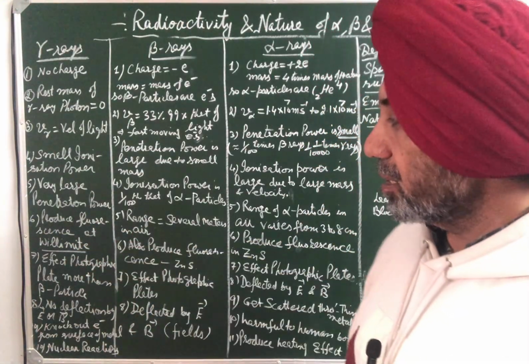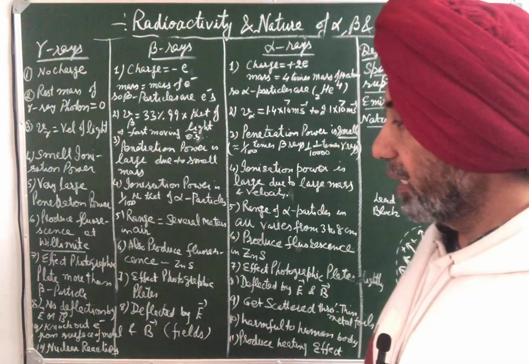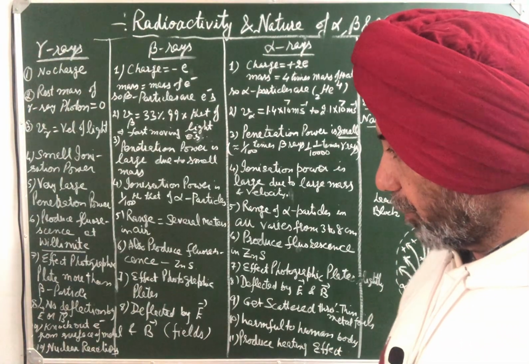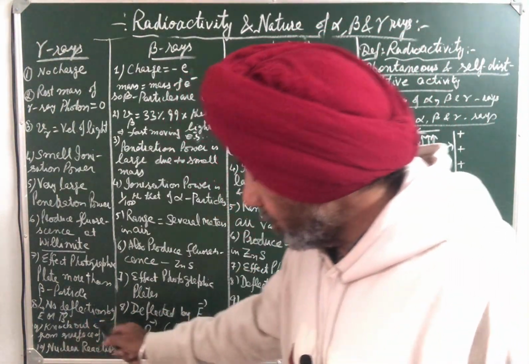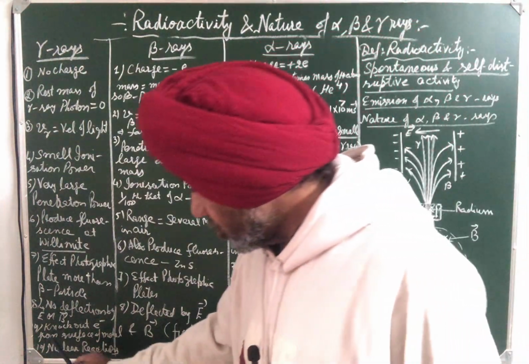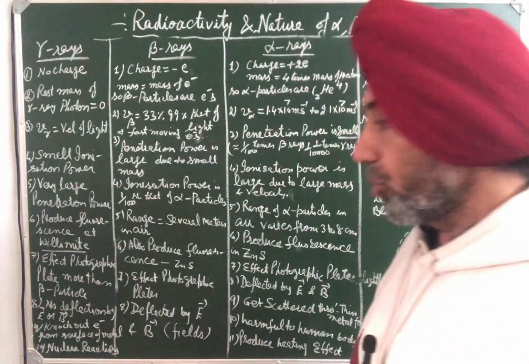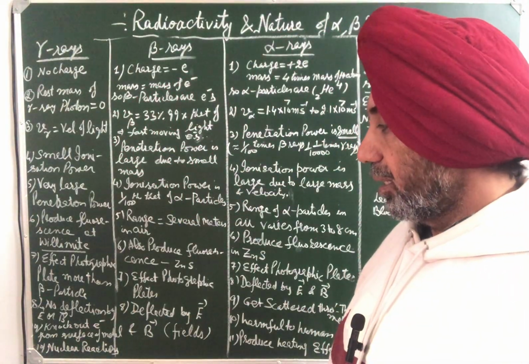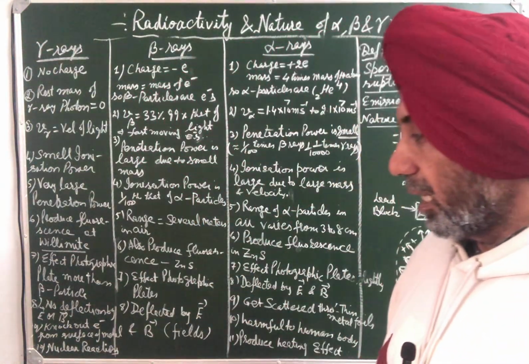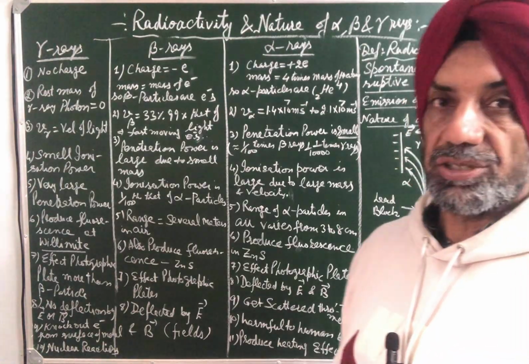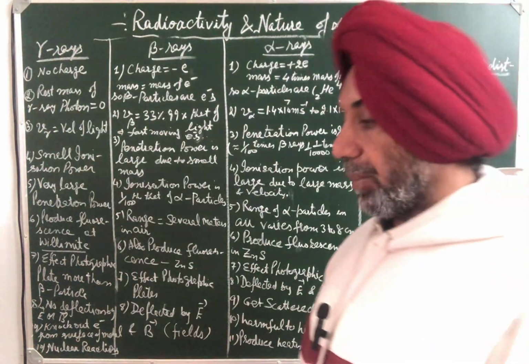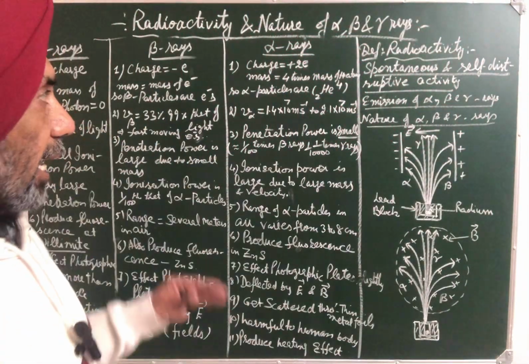They also produce fluorescence in substances like willemite. They also affect photograph plates, but more than beta particles as well as alpha particles. There is no deflection due to electric and magnetic fields because they are neutral radiations. They can knock out electrons from the surface of metal, so that will be the photoelectric effect, and they can also cause nuclear reactions. So these are the main characteristics of gamma rays. Now, in a nutshell, alpha, beta and gamma rays.